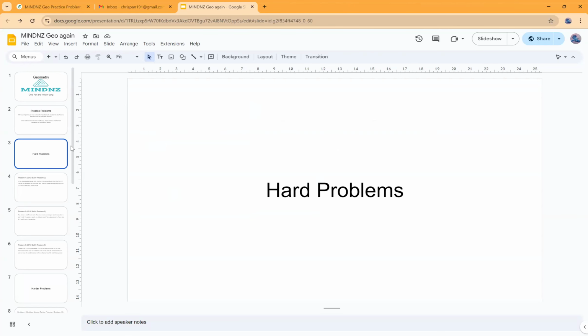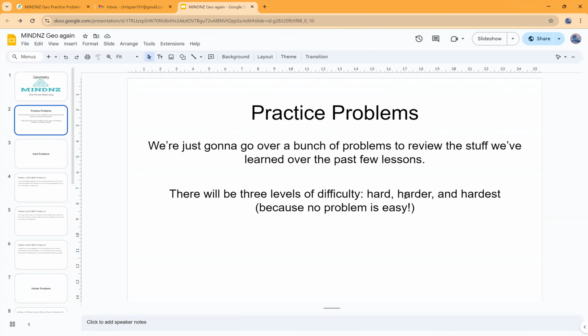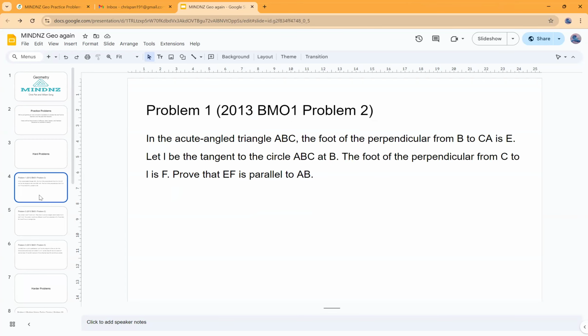Okay, so there's going to be three levels of difficulty. We've got the hard problems, the harder problems, and the hardest problems. I'm not sure how many of these we'll get through. I'm going to try to get through at least the hard and the harder problems, and we probably won't have time for all of them, but there are 9 problems in total.